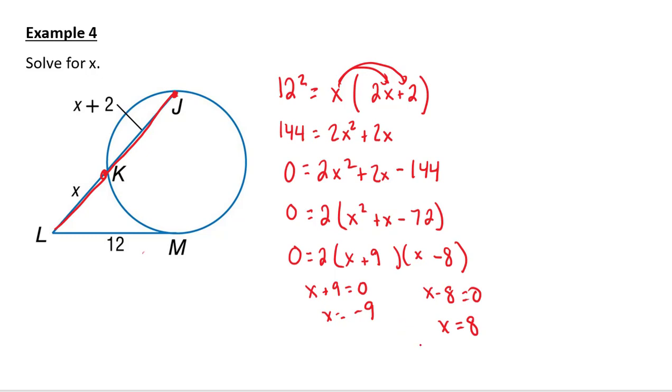Now let's think about our possible answers here. X equals negative 9. If x equaled negative 9, this circle wouldn't exist because you can't have a negative segment length. So you always have to plug back into both of these to make sure you have possible segment lengths. So x equals 8 is my only answer.